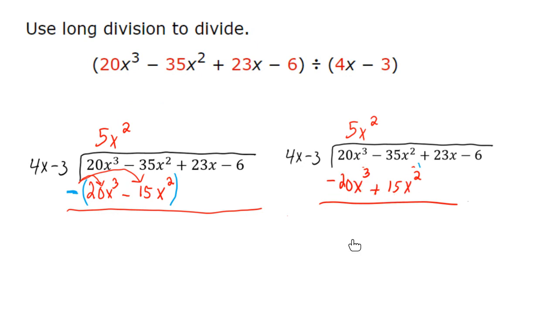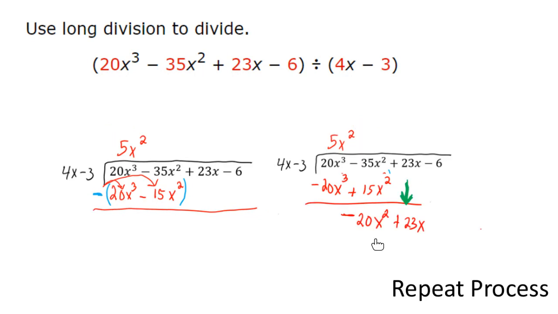And then we start the process again. So we do the subtraction here. 20x cubed minus 20x cubed is 0. 35x squared plus 15x squared is going to give me a negative 20x squared plus 23x. And then we're going to repeat the process.